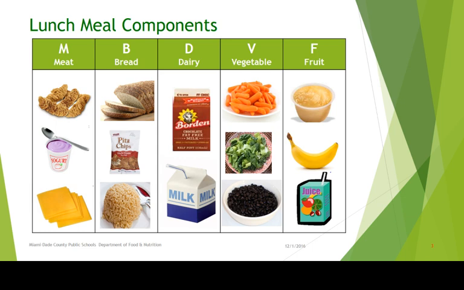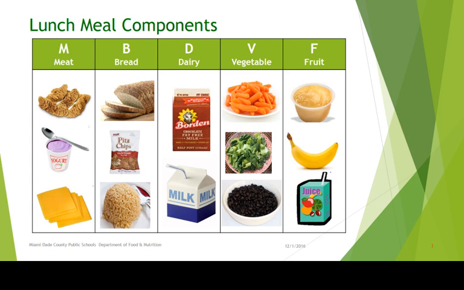Lunch meal components. This chart is an example of the meal components offered for lunch. As you can see, under the meat component column, we have pictured the chicken tenders, yogurt, and cheese. Other items that also fall under the meat component column include hamburgers, chicken wings, lasagna, spaghetti, beefaroni, and veggie burgers, in addition to many other items. Under the bread component column, we have pictured the sliced bread, pita chips, and brown rice. Other items that also fall under the bread grain component include tortillas, dinner rolls, hamburger buns, etc.